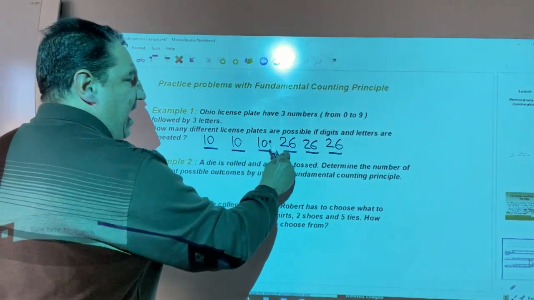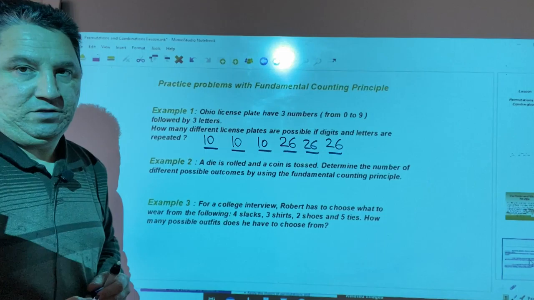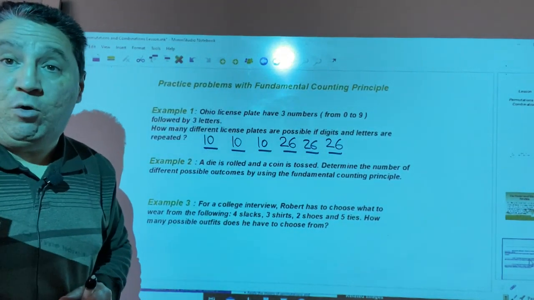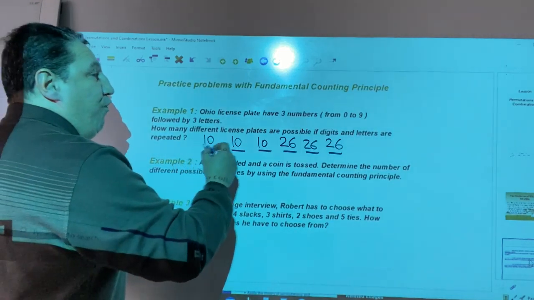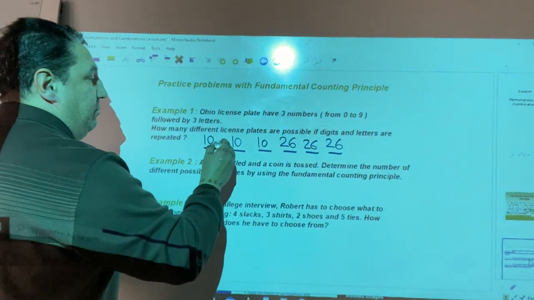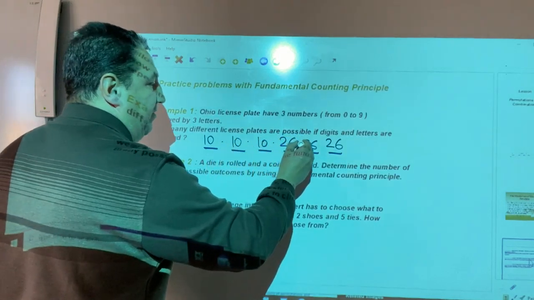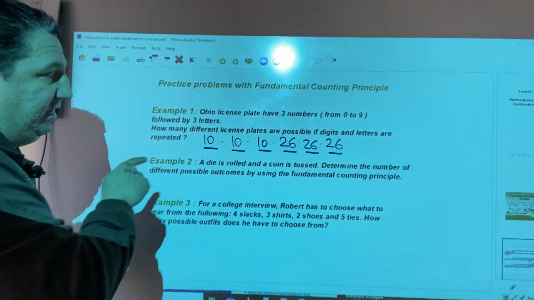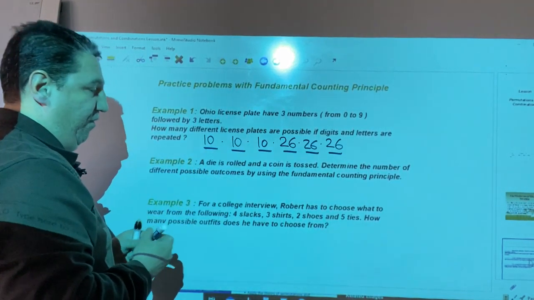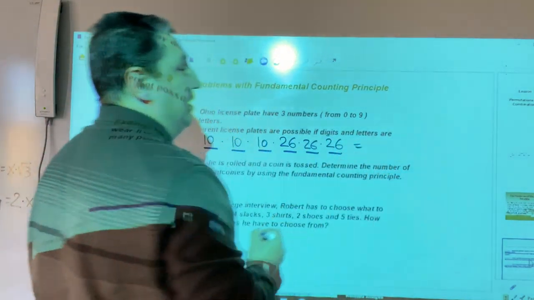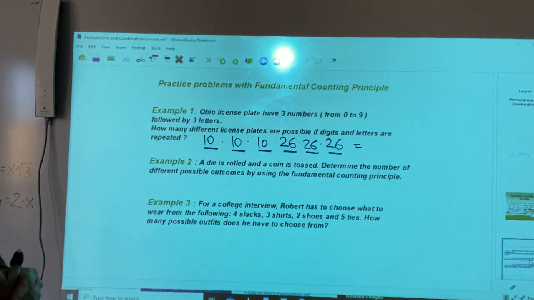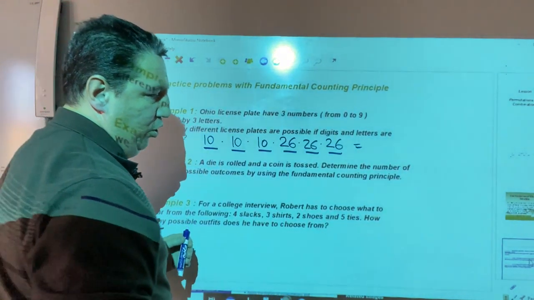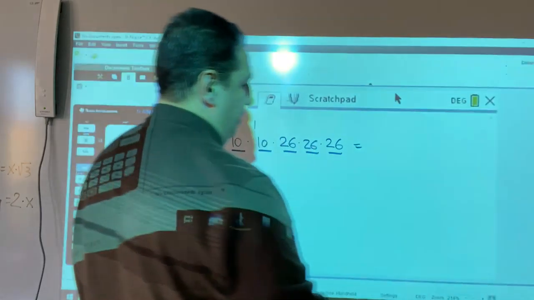As we can see, we have six activities. According to the fundamental counting principle, to find the total number of possible outcomes, we have to multiply all of these possible ways of doing these activities, and you'll find the total number of possible license plates. Now, because it's a huge number, we'll use a calculator to find this product.